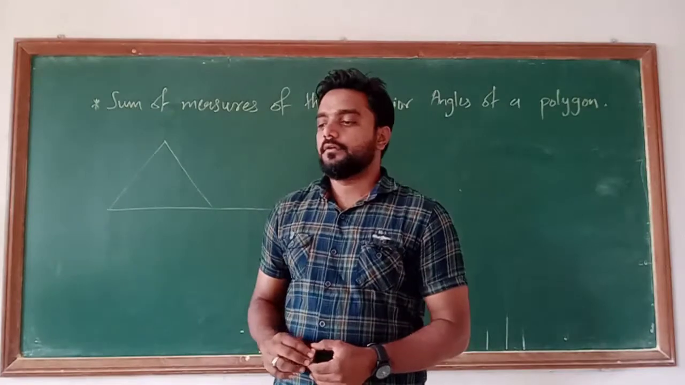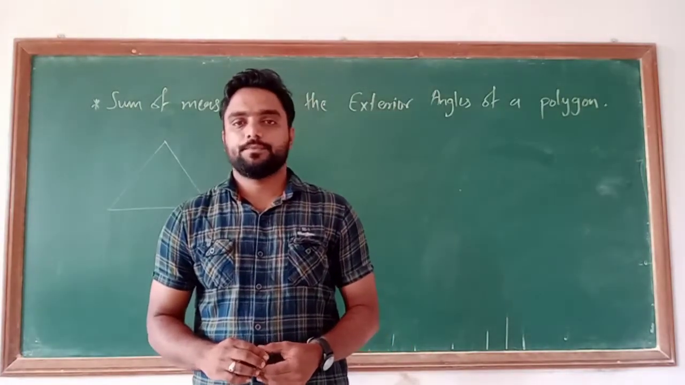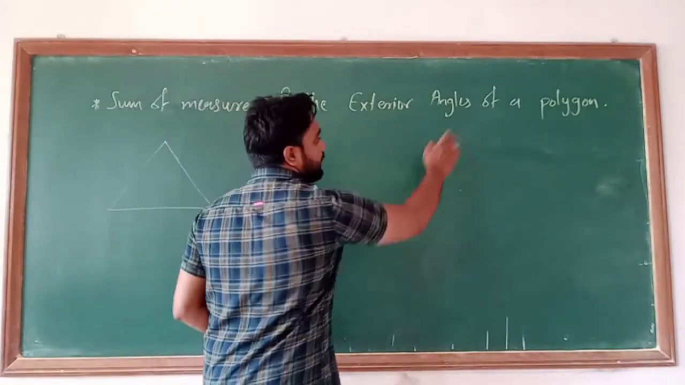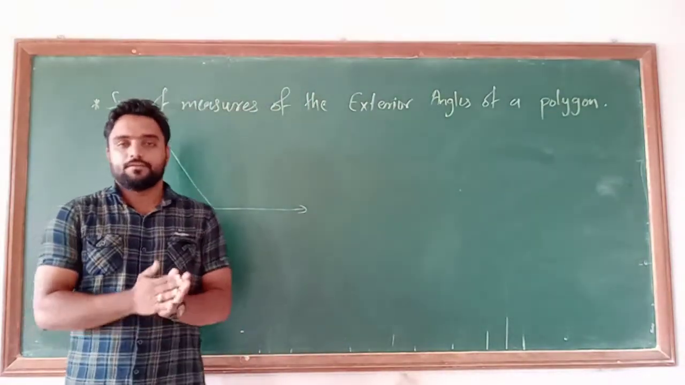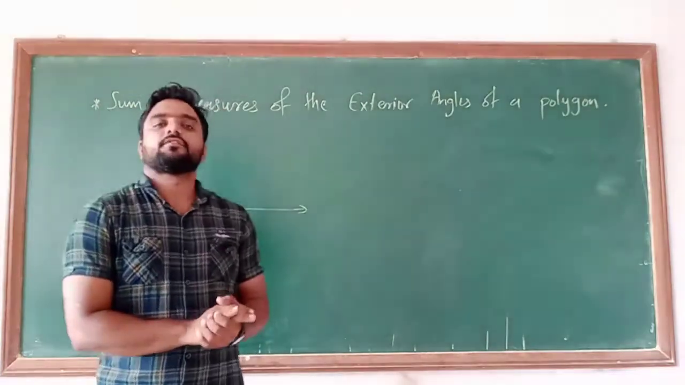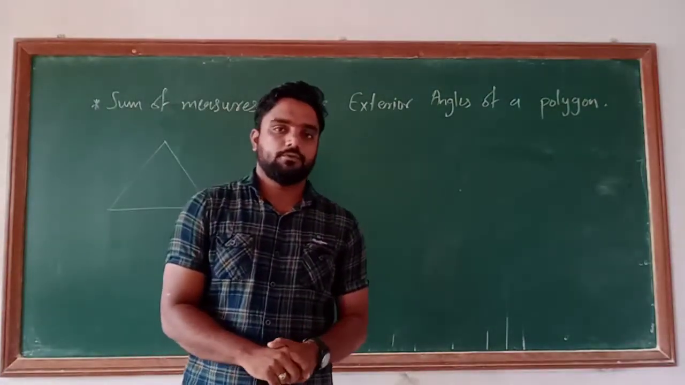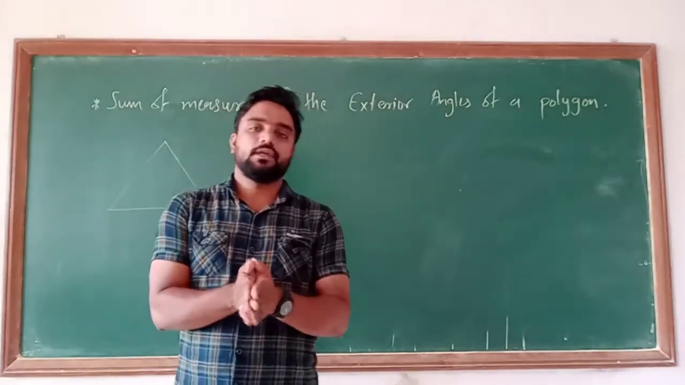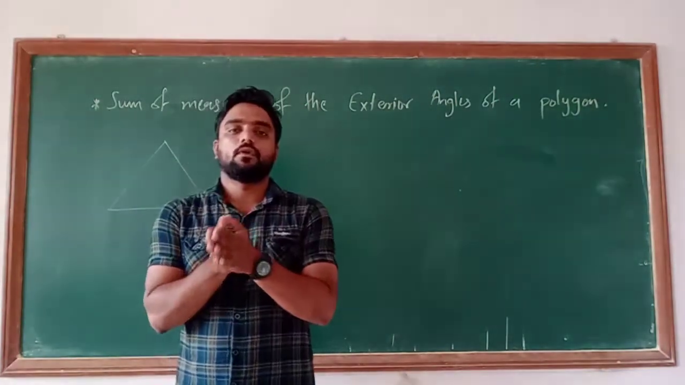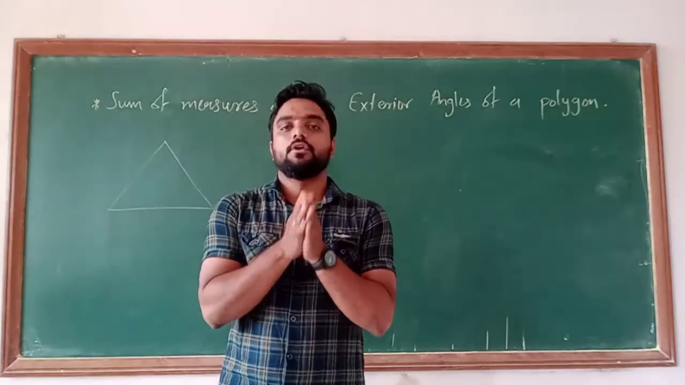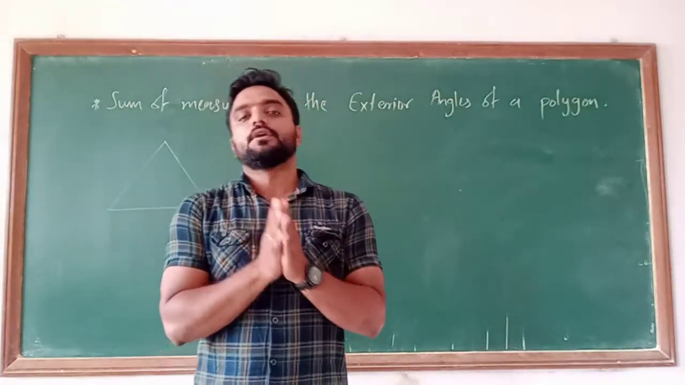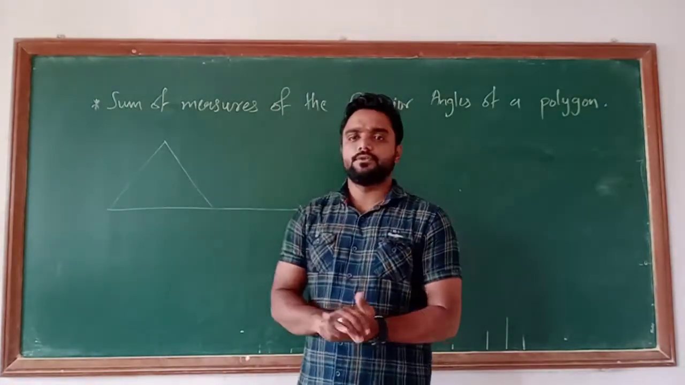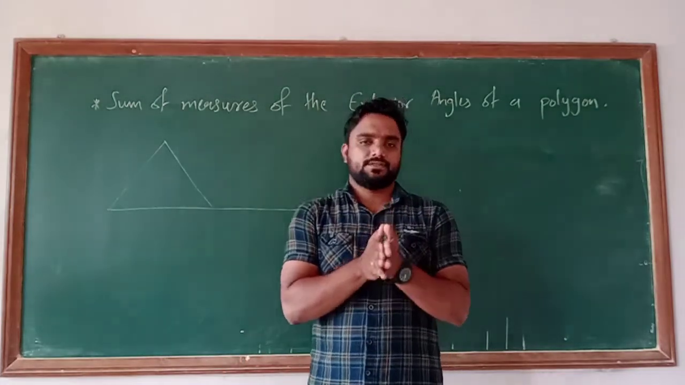So today we'll proceed to our next topic, that is the sum of measures of the exterior angles of a polygon. Okay. Now first of all, you must be familiar with the exterior angles of a polygon. That means, if a polygon is given to you, the angle which is not inside that polygon is called an exterior angle. Okay, so from this figure I will explain the interior angle as well as the exterior angle.